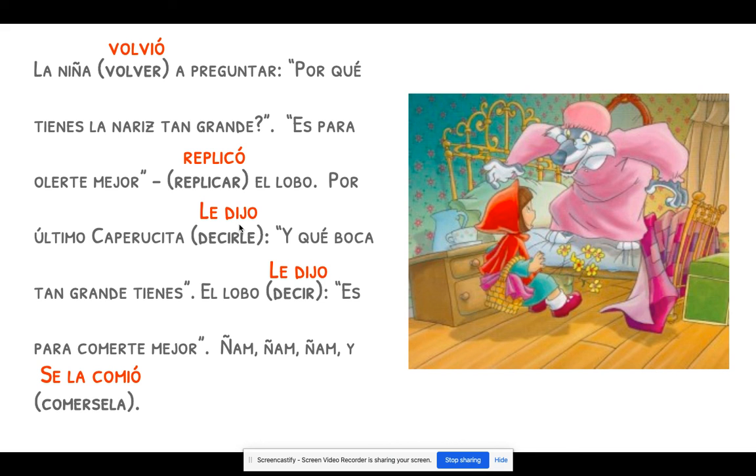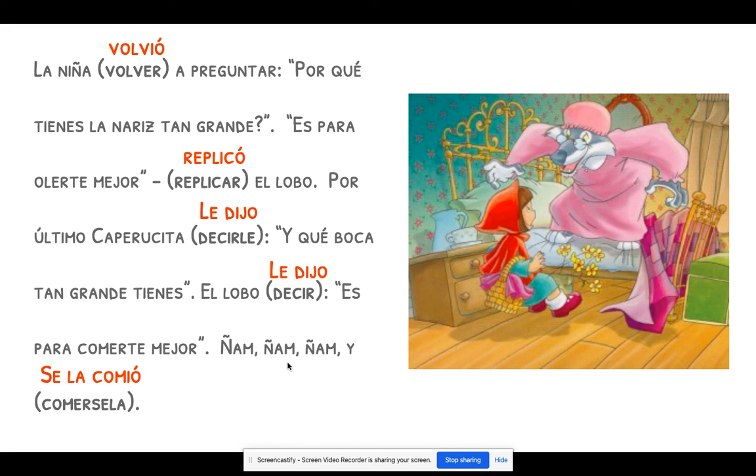Red Riding Hood said one time, again, this is the next action moving forward in my story. Y qué boca tan grande tienes? What a big mouth you have. The wolf said, le dijo, es para comerte mejor. It is better to eat you with. Poor Red Riding Hood. Nyam, nyam, nyam.